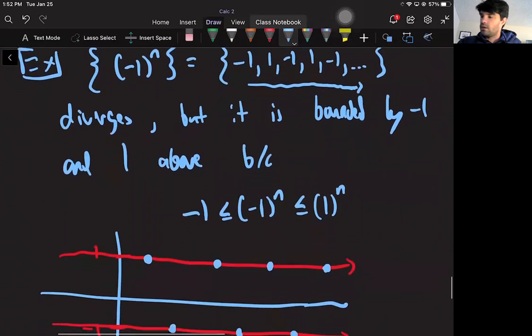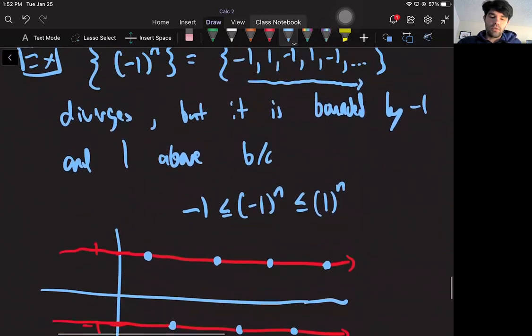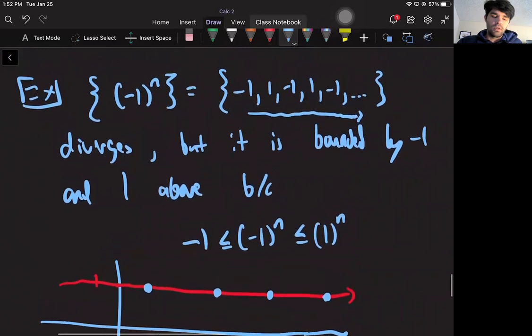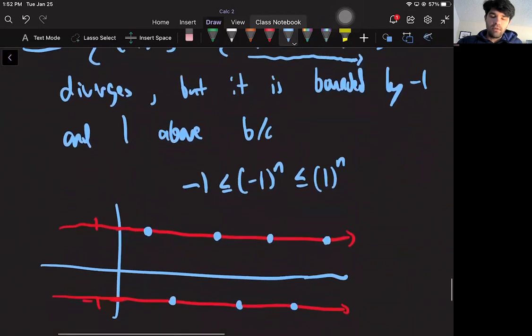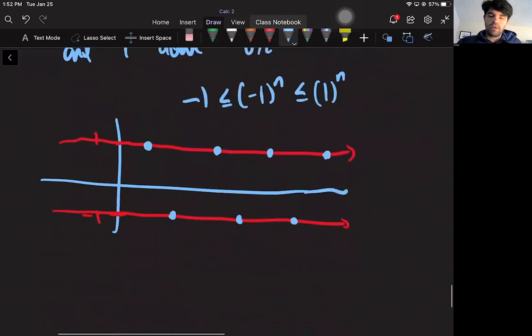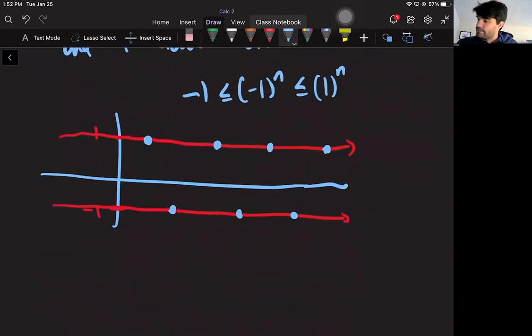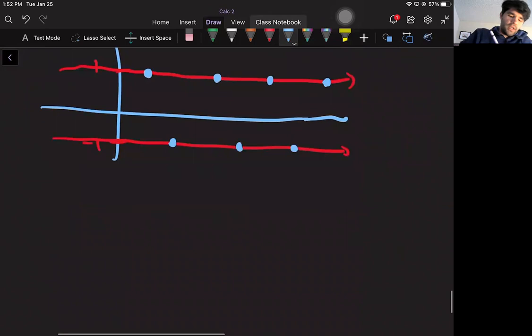We need something additional for it to converge. Sorry, I think I said diverge, but let me say it again. So just because it is bounded does not mean it converges. You definitely need something else to make sure it converges. Okay, and this is an example of why. All right, so that's the question.